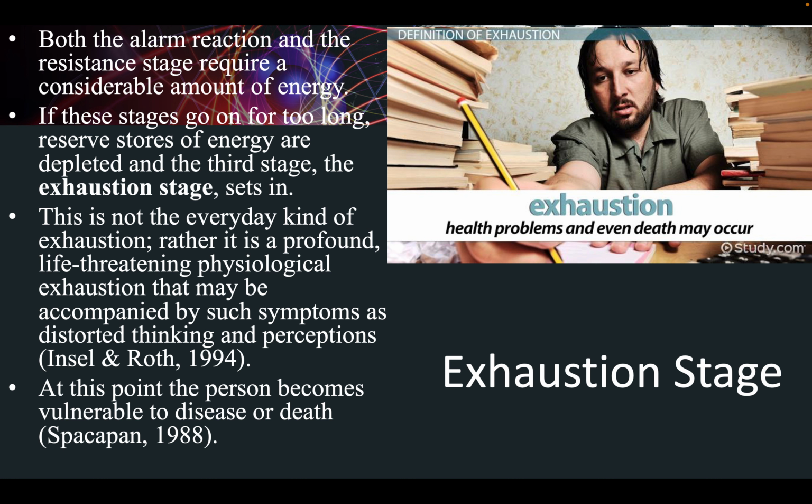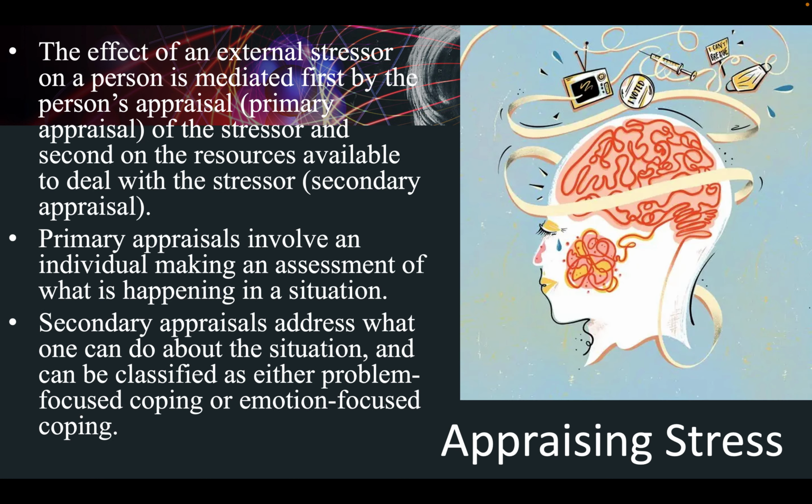Both the alarm reaction and the resistance stage require a considerable amount of energy. If these stages go on for too long, reserve stores of energy are depleted, and the third stage, the exhaustion stage, sets in. This is not the everyday kind of exhaustion. Rather, it is a profound, life-threatening physiological exhaustion that may be accompanied by such symptoms as distorted thinking and perceptions. At this point, the person becomes vulnerable to disease or death.